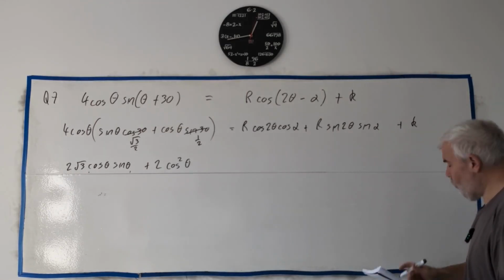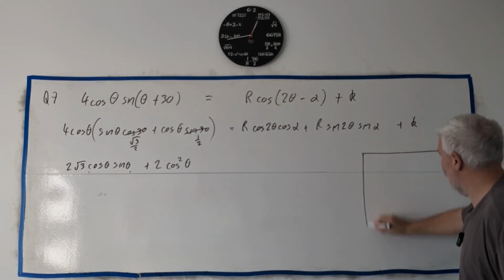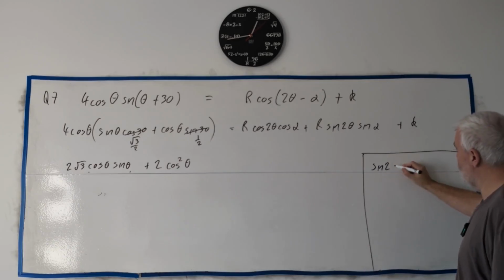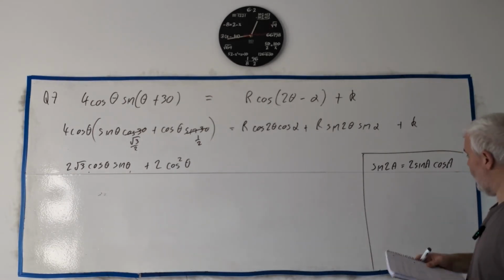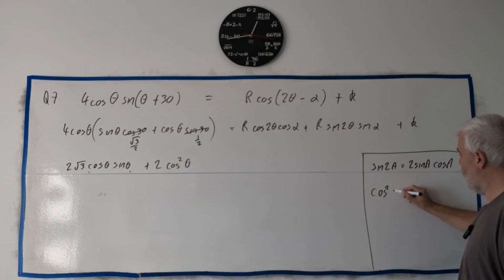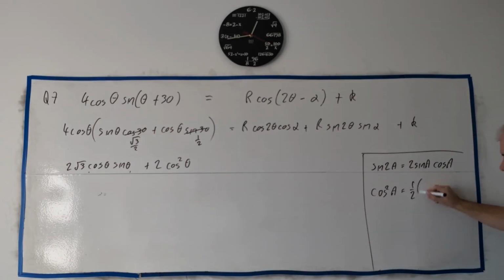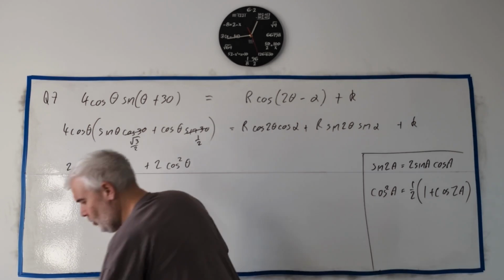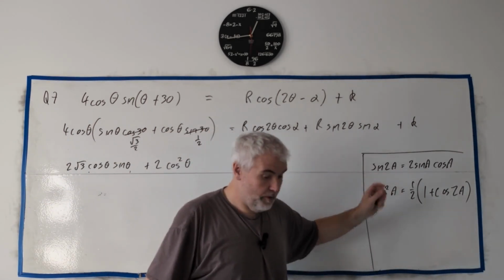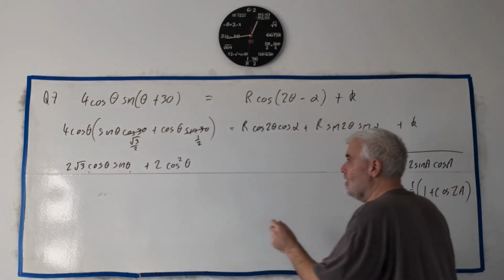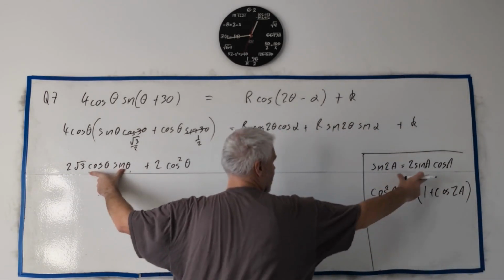Let me write out the 2 rules actually before I go any further. These are in your formulas. We know the sine of 2a is equal to 2 sine a cosine a. And we also know that cosine squared a is equal to a half, 1 plus cosine 2a. These are 2 formulas that are given to us. This one, you might have to rearrange it a little from how they're given. But either way, what I notice is that this bit here looks a lot like this one here.